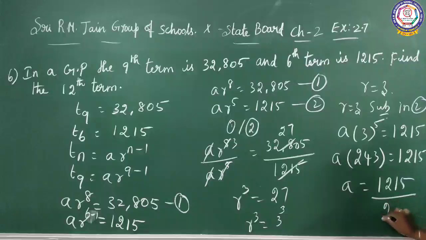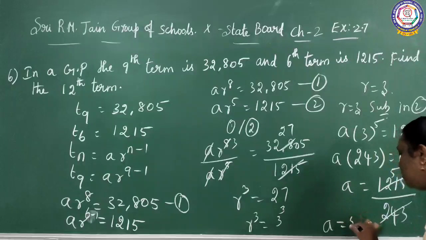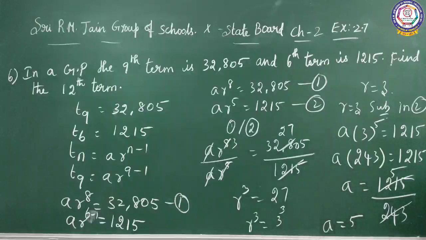1,215 by 243. Always you check the final number 3. Here also 5. 3 5s are 15. So you multiply 243 by 5. You get the answer. Check it like that. a equals 5. In the 3 table, where 5 comes, 3 5s are 15. So a equals 5 and r equals 3.